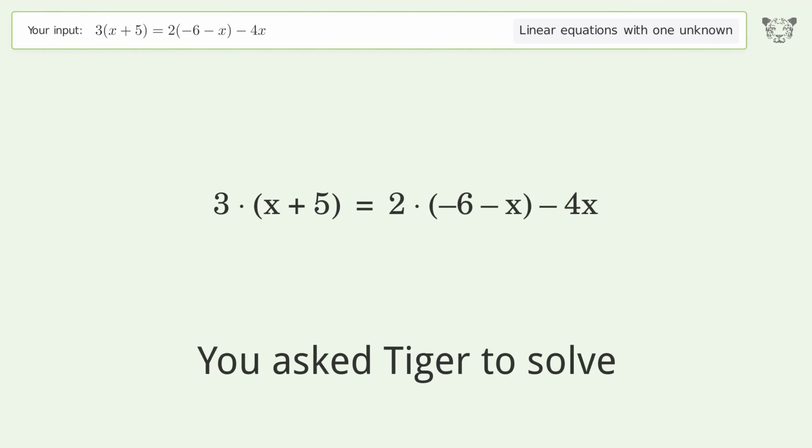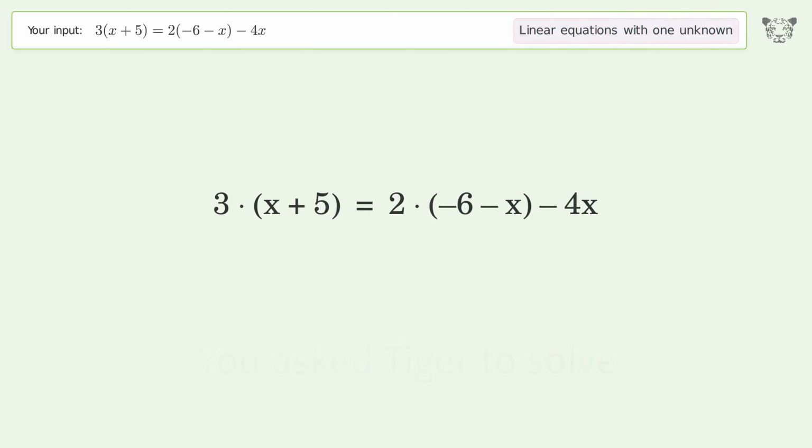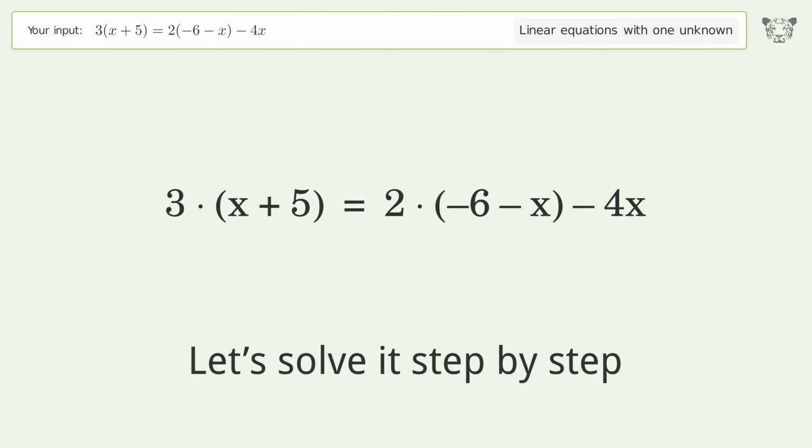You ask Tiger to solve this. This deals with linear equations with one unknown. The final result is x equals -3. Let's solve it step by step.